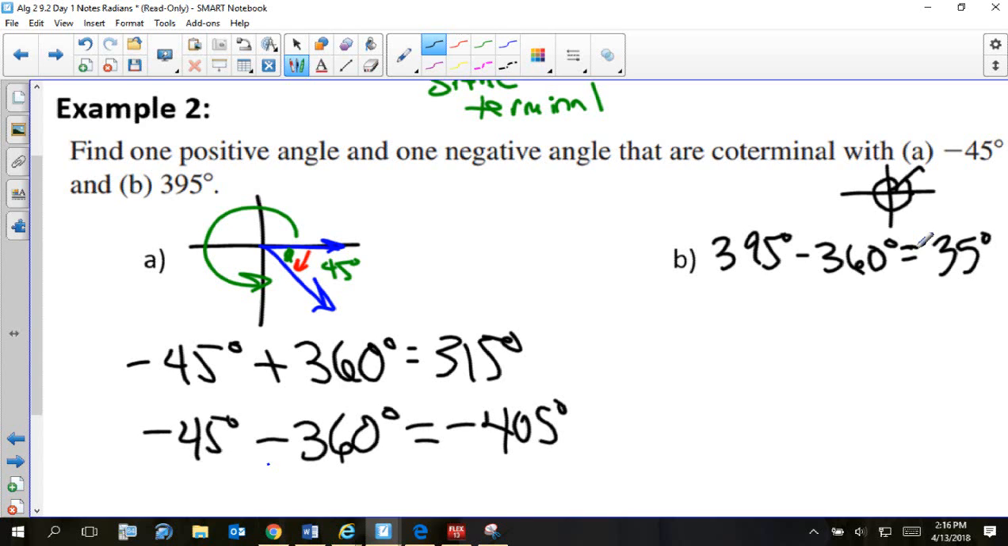What now? Come on, don't give up. Let's go. What is it? You can't just make one of them negative. You've got to add or subtract 360. What are you going to do to 395 to make it negative? Subtract two 360s, right? 720. Take away 360, take away 360 more. Subtracting 720, what do you get? Negative 325. Good.